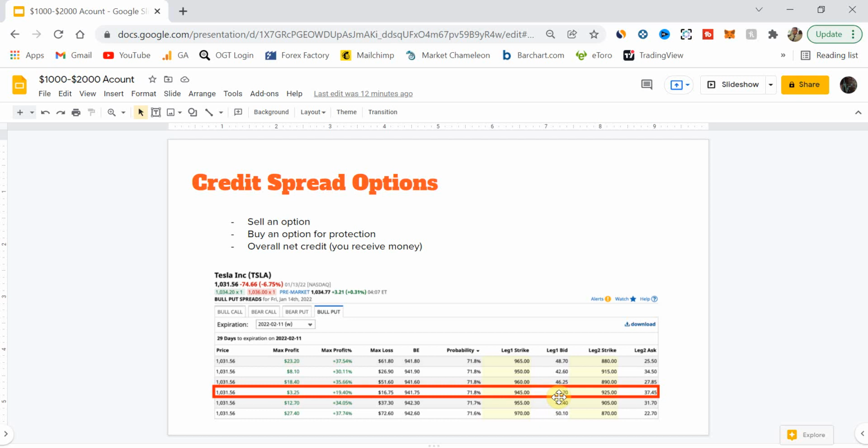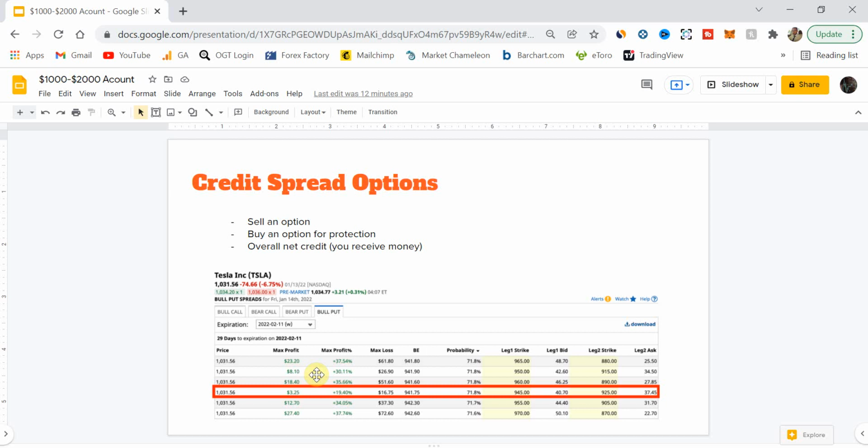Now, that might sound like a lot of money, but not all of that money is going to be yours, because then you will buy the 925 strike put option as protection, and that will cost you $3,745. But if you subtract these two numbers, you will end up getting a net credit of $3.25 per share. And as we're talking 100 shares, that is $325.